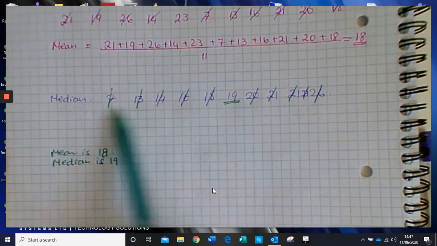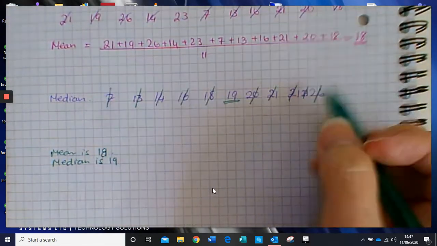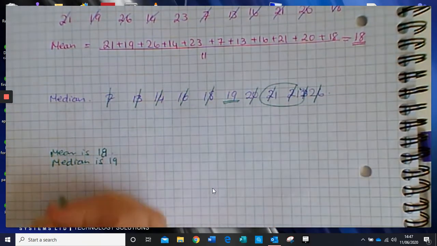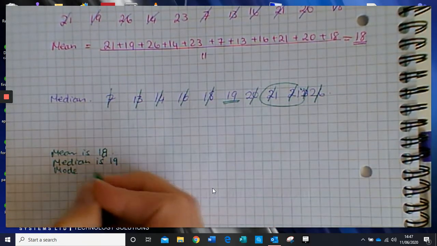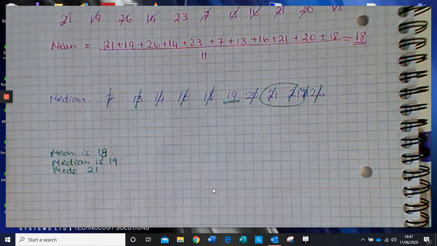The next thing we need to work out is the mode. Having a look here, we can see very quickly that the number that is repeated is 21. So my mode is 21.